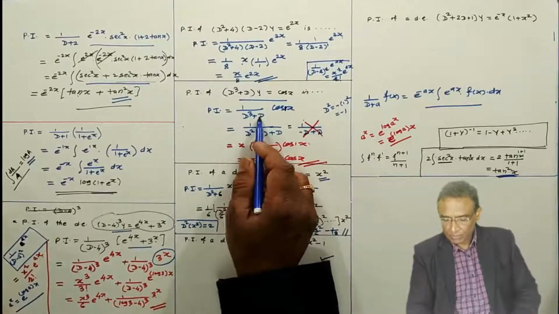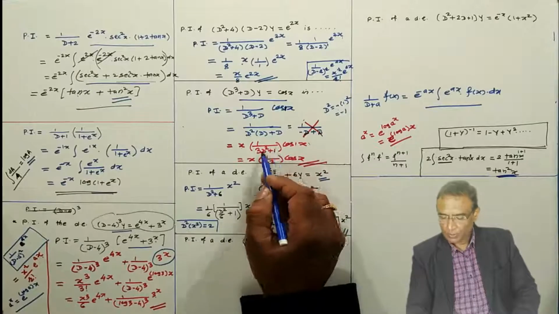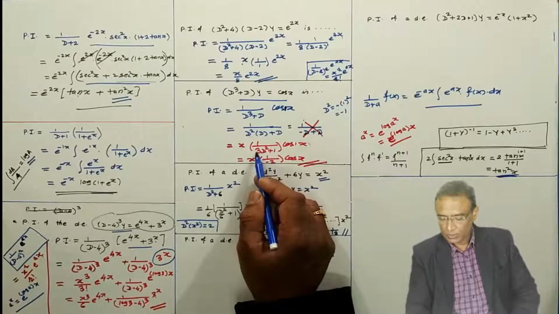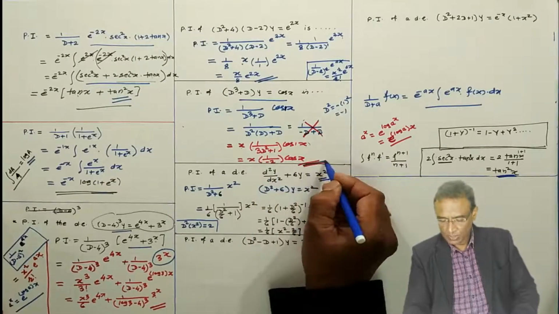And take derivative of this here separately. Now operate this operator again. Replace d square by minus 1, like that, and minus 1 into 3 is minus 3 plus 1 is minus 2. So this is the answer.